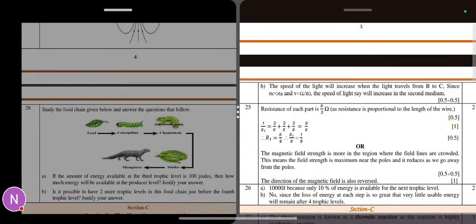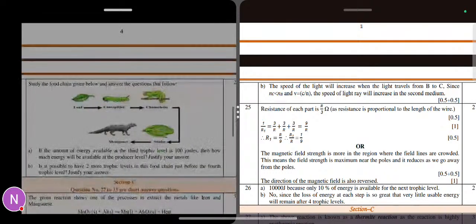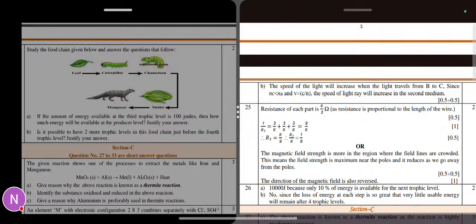Next, 26th question. Study the food chain given below and answer the questions that follow. A question they have asked: if the amount of energy available at the trophic level is 100 joules, then how much energy will be available at the producer level? Justify your answer. So 10,000 joules will be the energy available in the producer level because only 10% of energy is available for the next trophic level. Sorry, 1 lakh joules, because 10% of energy is available for the next trophic level.